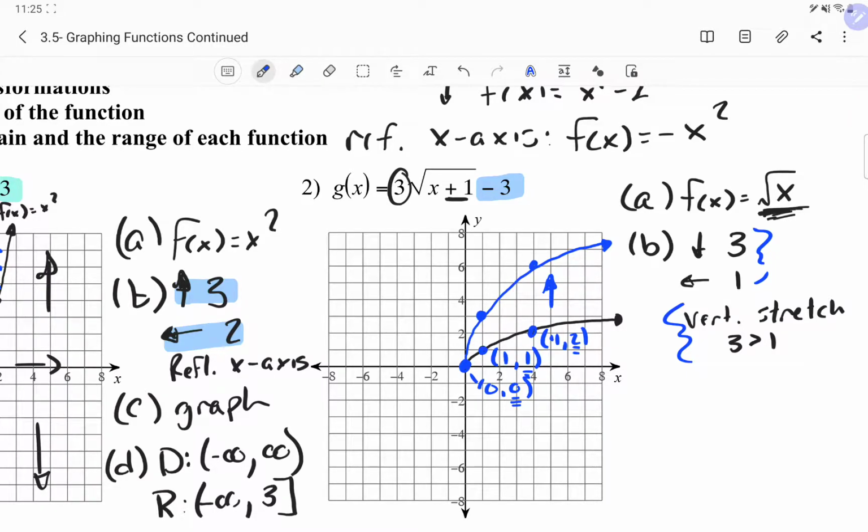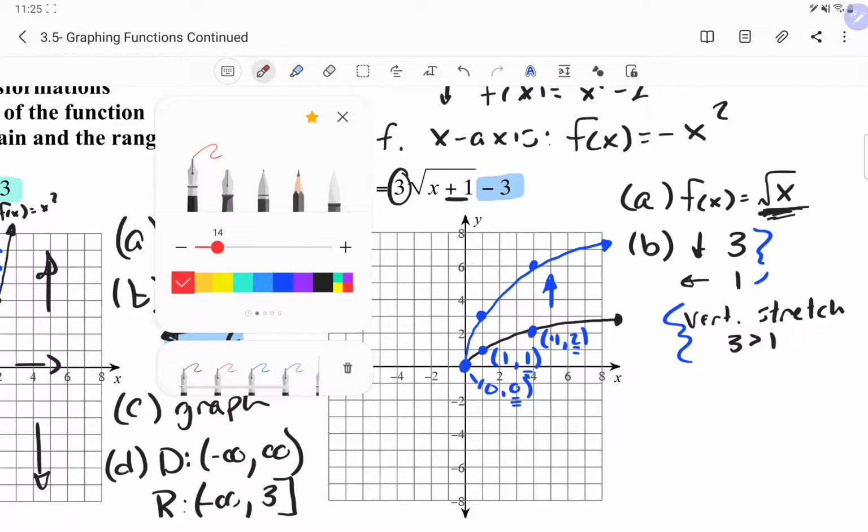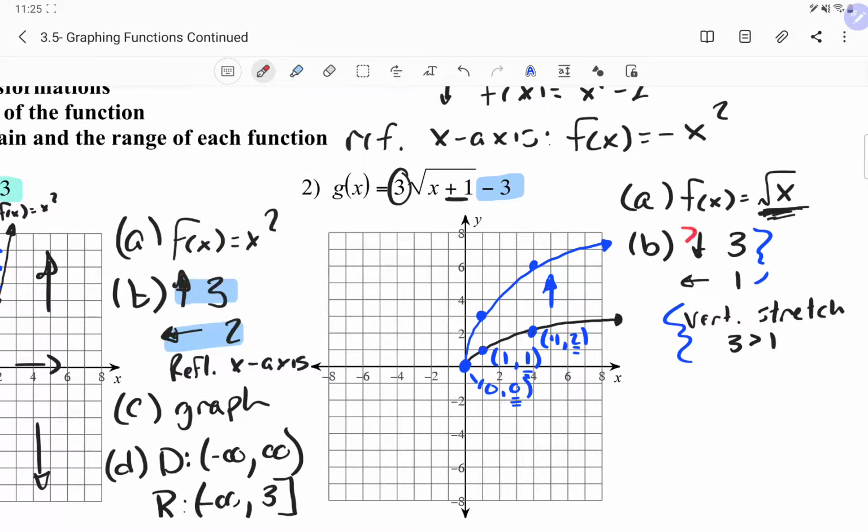Okay, so the next thing we're going to do, I'll do this last part, and this is going to be taking the entire thing. I'm going to take this blue line, and I'm going to shift down 3 and left 1. So I'm going to take each of these points, shift down 3 and left 1, and put a point there.